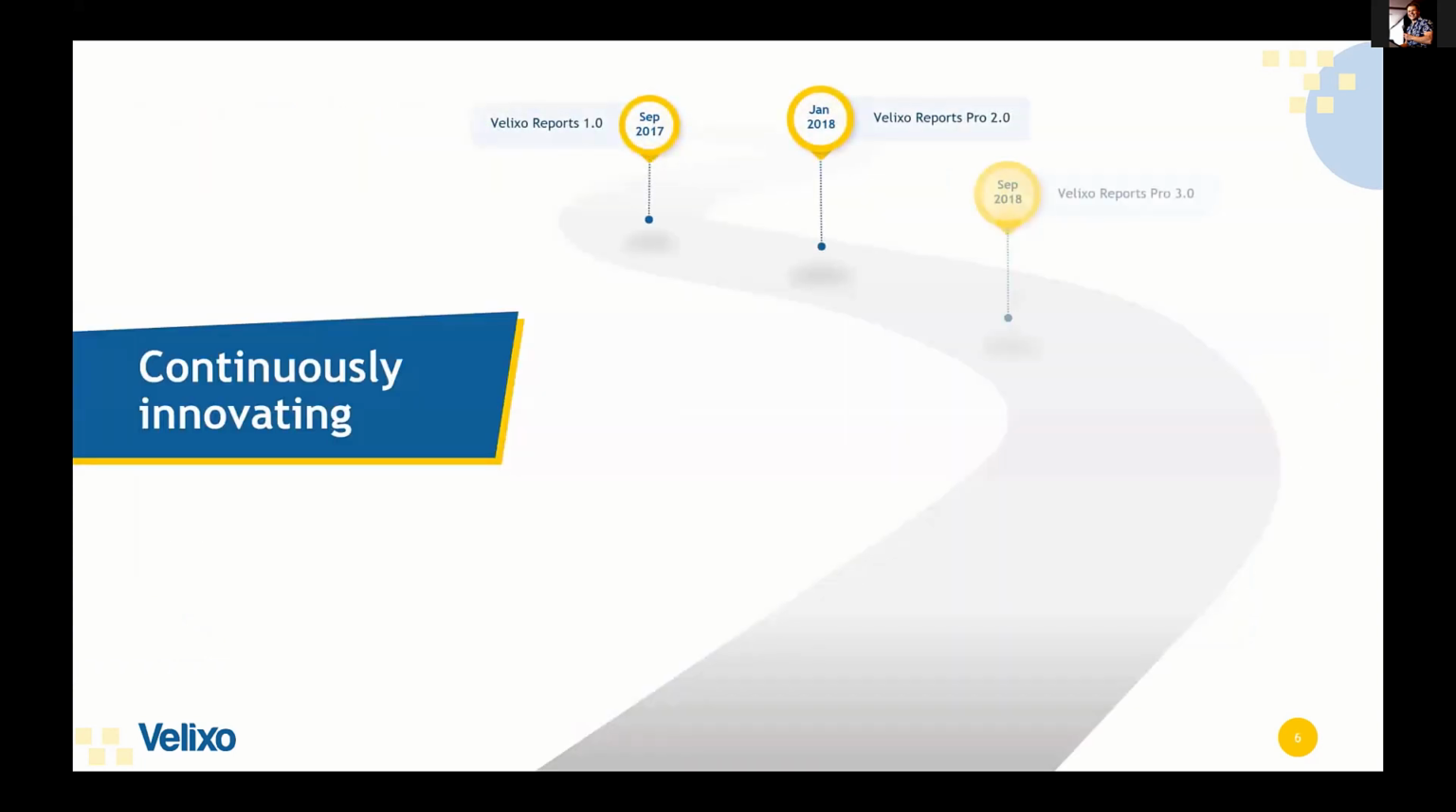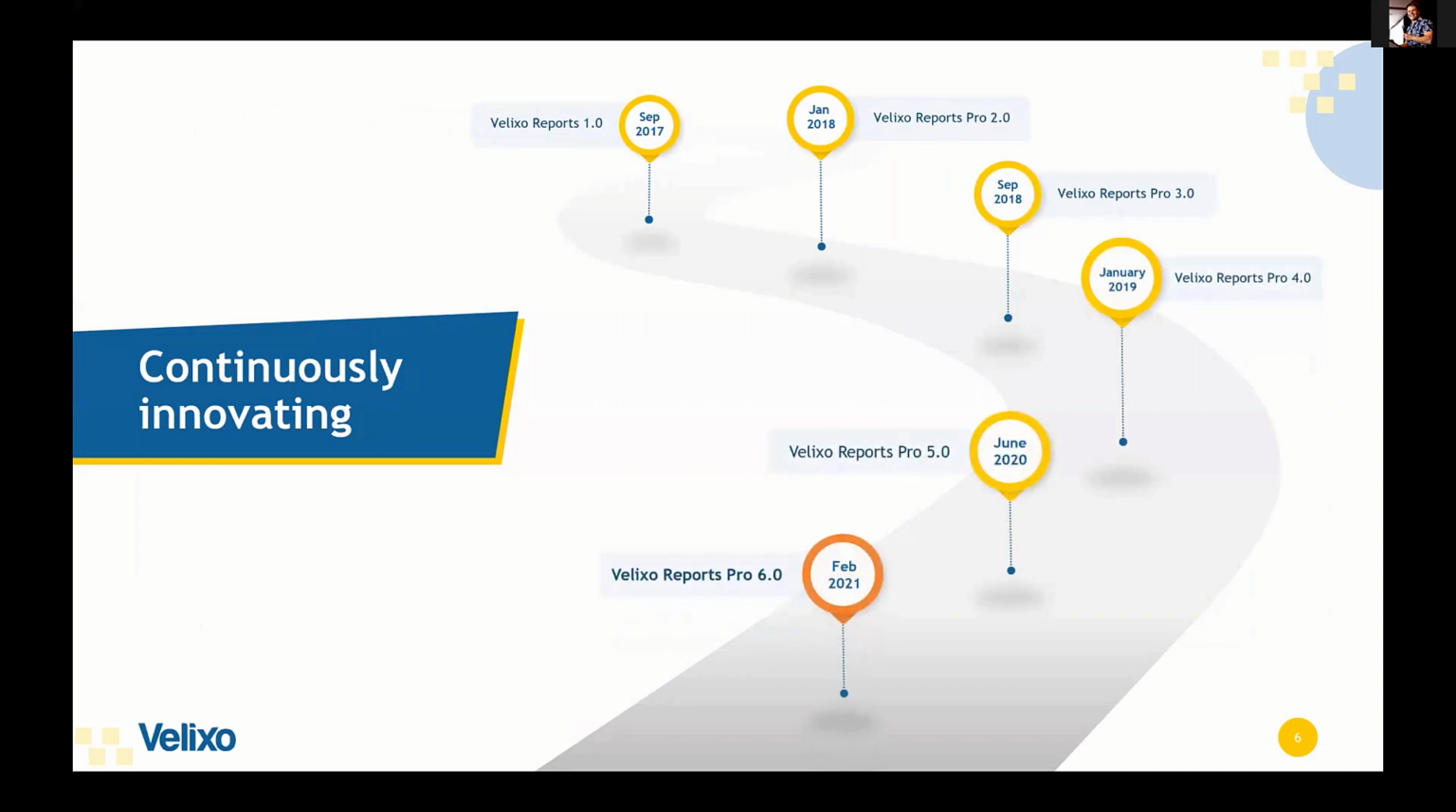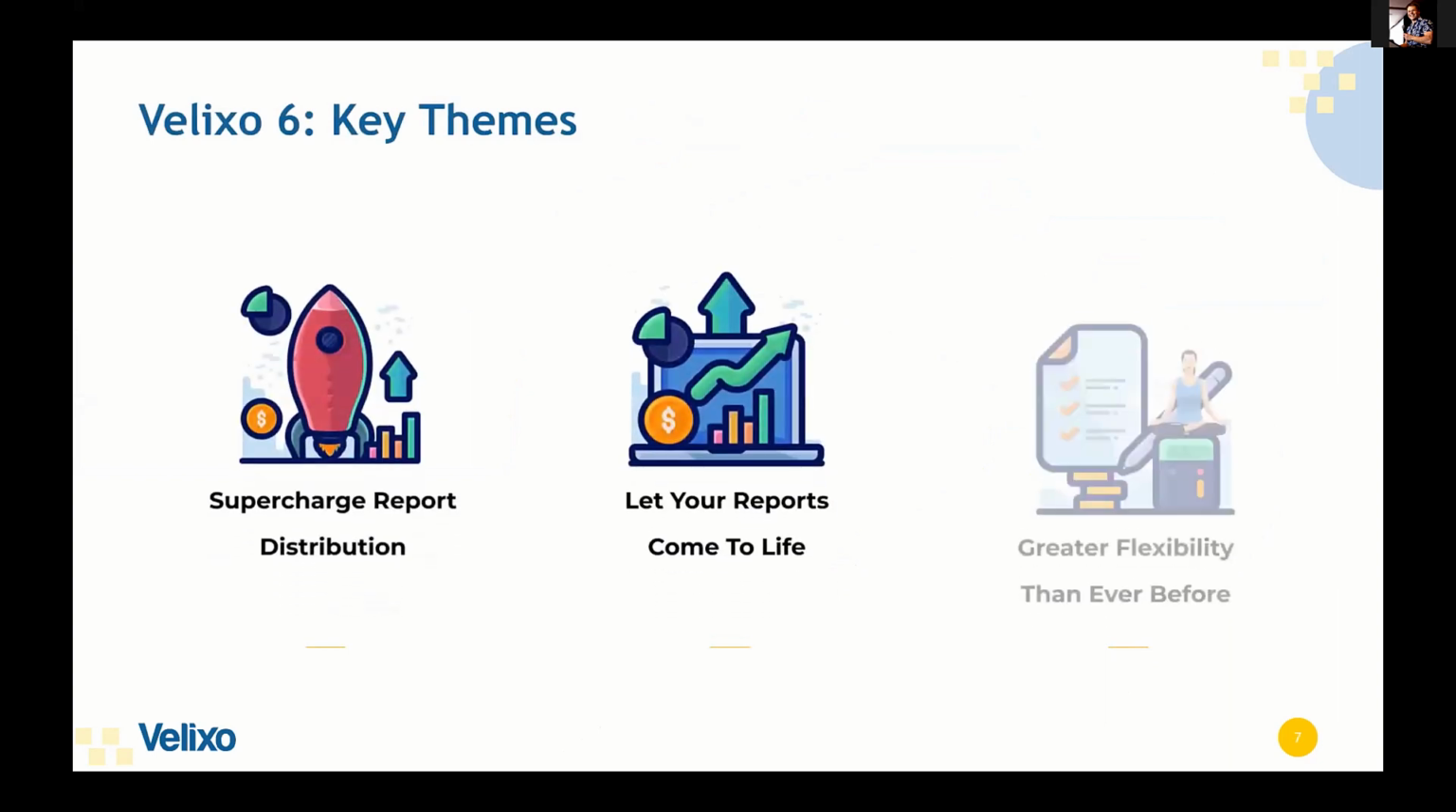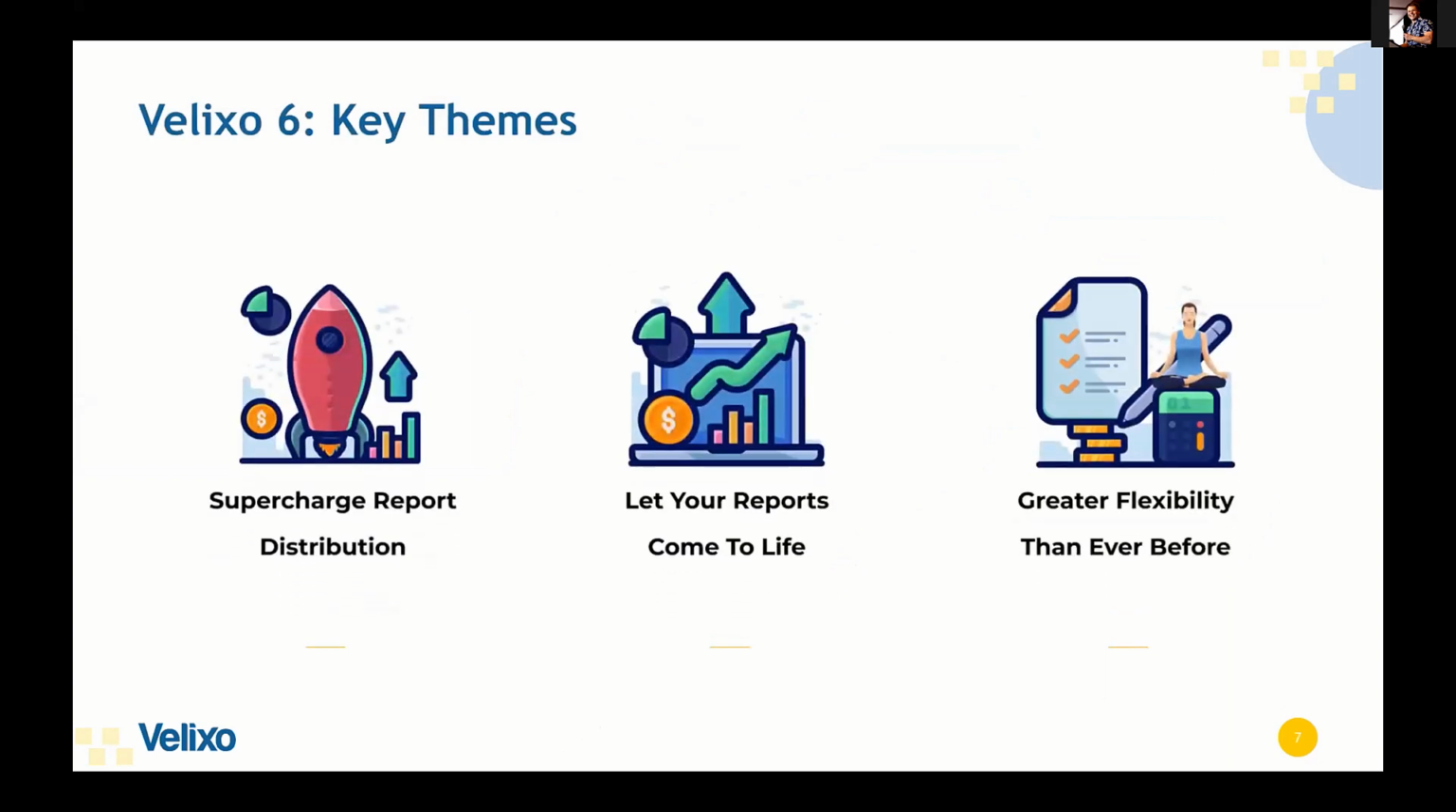We pride ourselves on continually advancing our product, making your job easier, and helping you make better business decisions. Each evolution of Velixo brings new features that maximize the power of Excel and increases the ease of reporting. Today, we are here to present you some of the top features in our new version, Velixo Reports 6. Velixo 6 brings a metric ton of improvements in 3 broad areas: supercharging report distribution, enabling reports that are more dynamic than ever, and adding a whole new dimension of flexibility to your reporting.